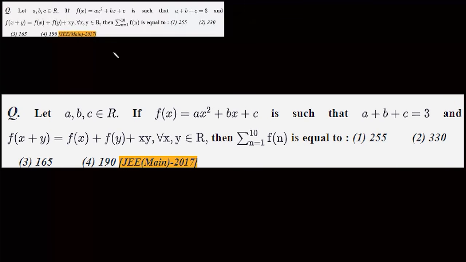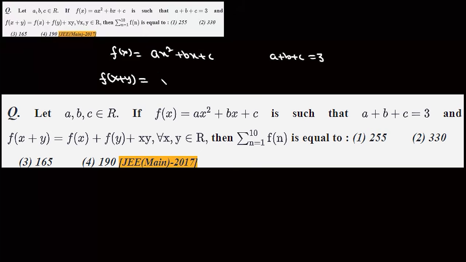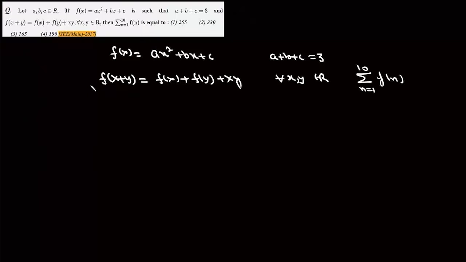Now here the question, we are given a function fx, which is this quadratic polynomial, which is ax square plus bx plus c, and it says a plus b plus c is equal to 3, and fx plus y is equal to fx plus fy plus xy for all x, y belongs to R. We need to find this summation n varies from 1 to 10 Fn. Now we'll use this result fx plus y equals fx plus fy plus xy.